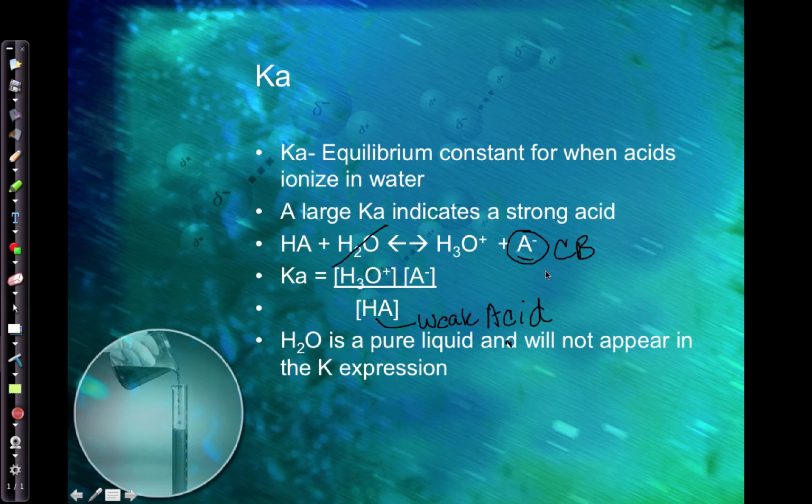So if you notice, for every one of these, I make one hydronium, and that's pretty much true of all acids and bases. Usually only one hydrogen will come off at a time. So usually everything's going to be a 1-to-1 ratio, which makes the math a little bit simpler.